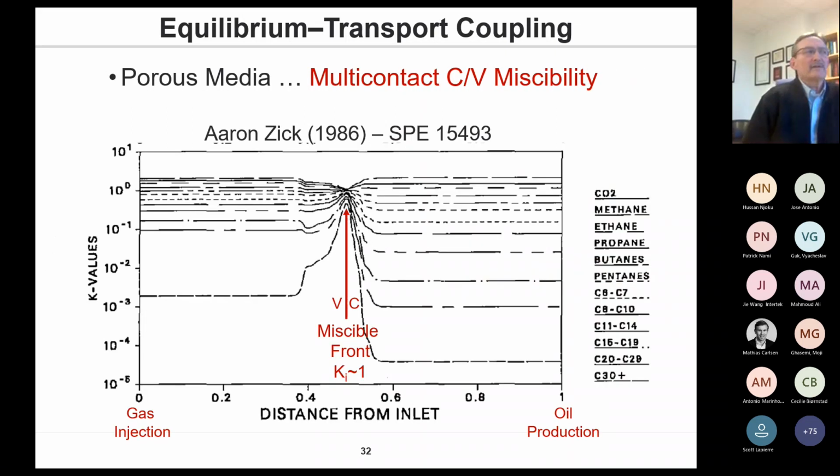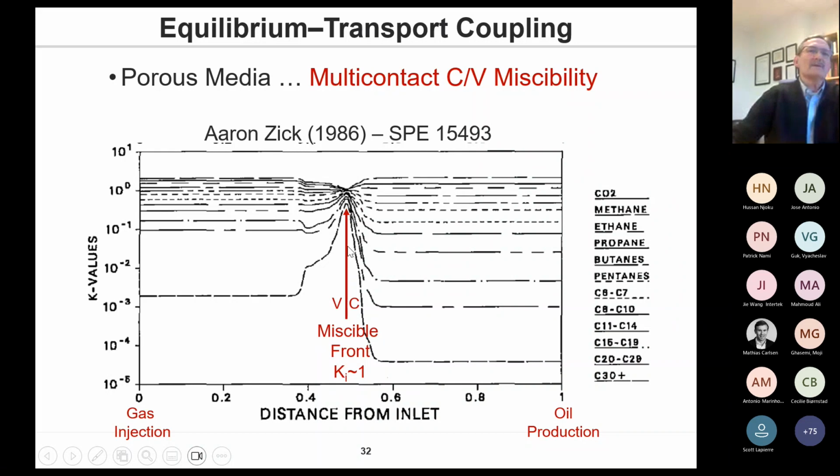And then another is that of multi-contact developed miscibility. And Aaron Zick in 1986 described what was, prior to that, an unknown so-called mixed condensing vaporizing miscibility process. Here we've got a one-dimensional flow like a slim tube. We inject on the left, we produce on the right. After about a half a pore volume injected, you develop a near critical miscible-like front. And behind that front, you basically have recovered all of the oil. And at the front, the K values here, being plotted versus distance, approach 1 at the front.